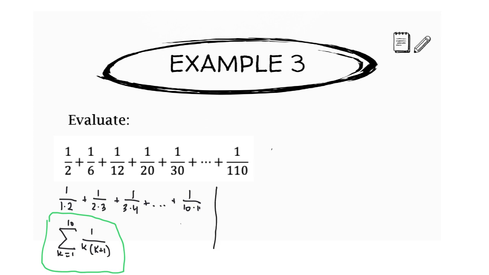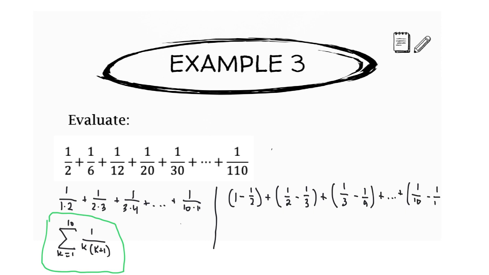This time, I'm going to rewrite a half, the very first term in the sum, as 1 minus a half, because they're equivalent. The second term, 1/6, I'll write as a half minus a third. Those are, of course, equivalent. The third term, a 12th, I'll write as a third minus 1/4. Again, equivalent. The last term in the sum is 1/110, and that's the same as 1/10 minus 1/11.